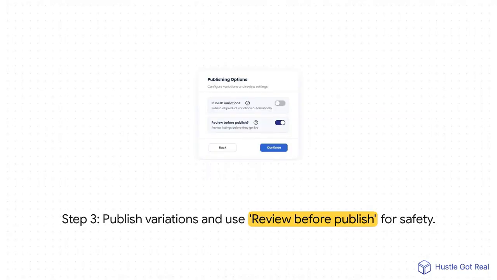Step 3 is all about the little details and your safety net. You can decide if you want to publish product variations, like all the different colors and sizes. And here's the big one, review before publish. If you toggle this on, every single item the AI finds lands in a pending list for you to approve. Nothing goes live without your final okay. It's the ultimate peace of mind.